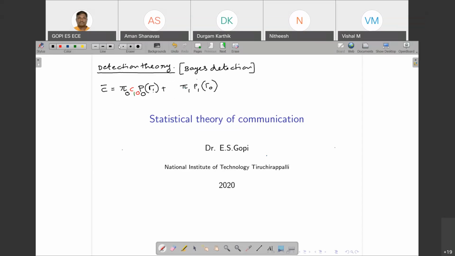Here let me write it again. This is pi 1, and here originally it is 1 and you are declaring that it is 0. So it is like this, a cost. Of course, we have C00 and C11, that are normally chosen as 1 here, right? So once again, I'll explain what this is. This is basically what we call the Bayes cost associated with the detection, right?